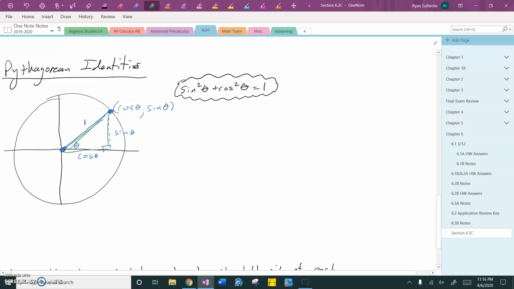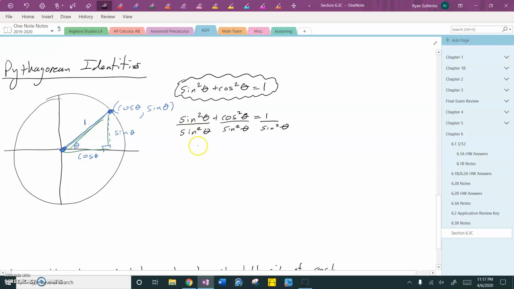Now, there are two other Pythagorean identities, but you don't have to memorize them. Just start with this first piece. We know that this is true. Sine squared plus cosine squared theta equals 1. Now, to derive the second Pythagorean identity, I'm going to divide everything by sine squared. If I divide everything in an equation by the same thing, it's still equal.